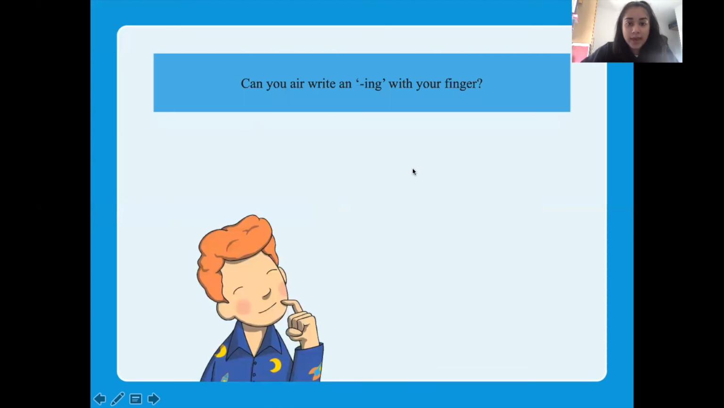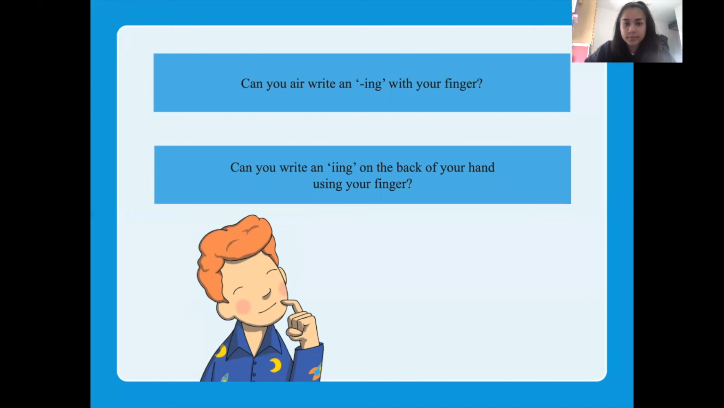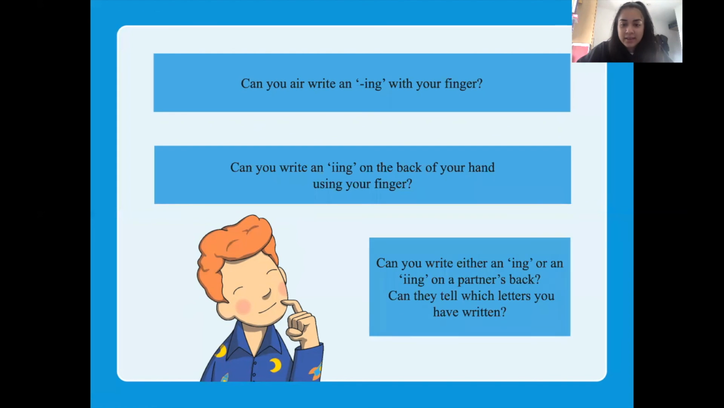So, can you air write ing with your finger? Take a moment, have a go at air writing ing. Can you write iing on the back of your hand using your finger? So I-I-N-G, and dot your I's, don't forget that. Brilliant. Now, can you write either an ing or an iing on somebody at home with you? And can they tell which letters that you've written? Remember, you're using your finger, not a pen, to write on their back. Okay, have a go at that. Can they guess which letters you have written?